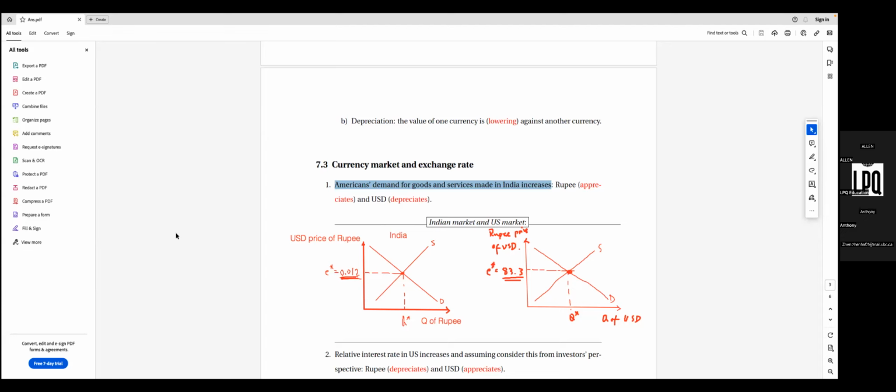So first step, we shift the demand curve to the right, because Americans demand more rupee. If we shift the demand curve to the right, you see the rupee will appreciate, and the total quantity exchanged increases, Q star increases. Because E number one is here, E number two is here, super easy. You just shift the demand curve to the right, because now Americans want to buy goods and services made in India.